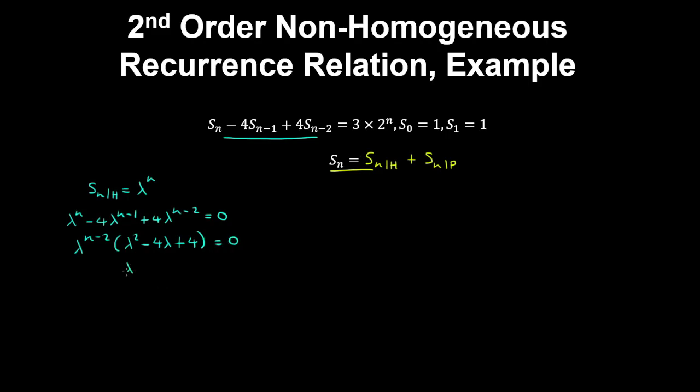So for this equation to be satisfied, the characteristic equation must be equal to 0. And we can factorize it as lambda minus 2 squared. So therefore lambda is equal to 2. So this is a repeated real root. So therefore we can write a homogeneous solution as some constant A plus a constant B times n, times lambda to the power of n.